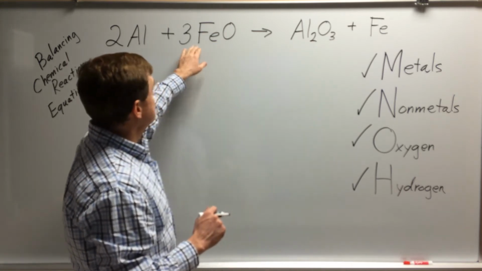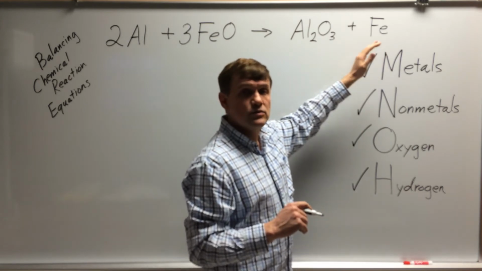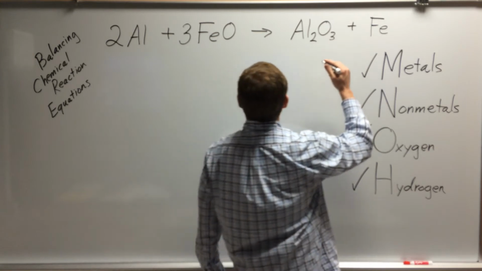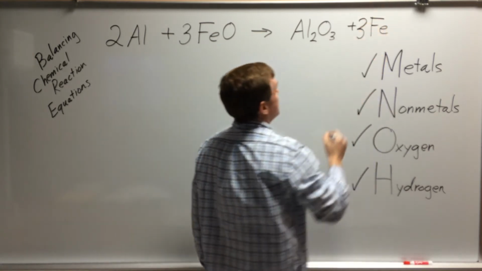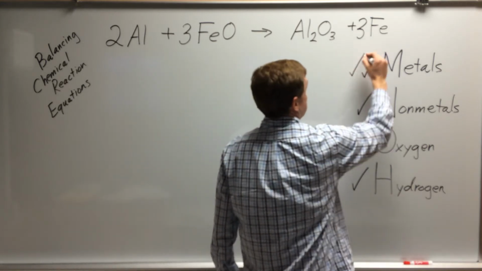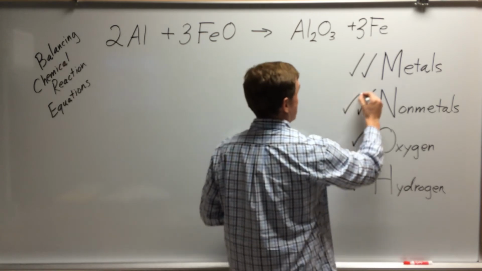I have 3 irons, and I don't have 3 irons on this side, so I still need to run through my list here and make sure everything is consistent. Well, it's pretty easy to make sure that my iron is now balanced at 3 and 3, and so I can say my metals are good again. And again, I don't have any nonmetals, so I can put my check mark here.